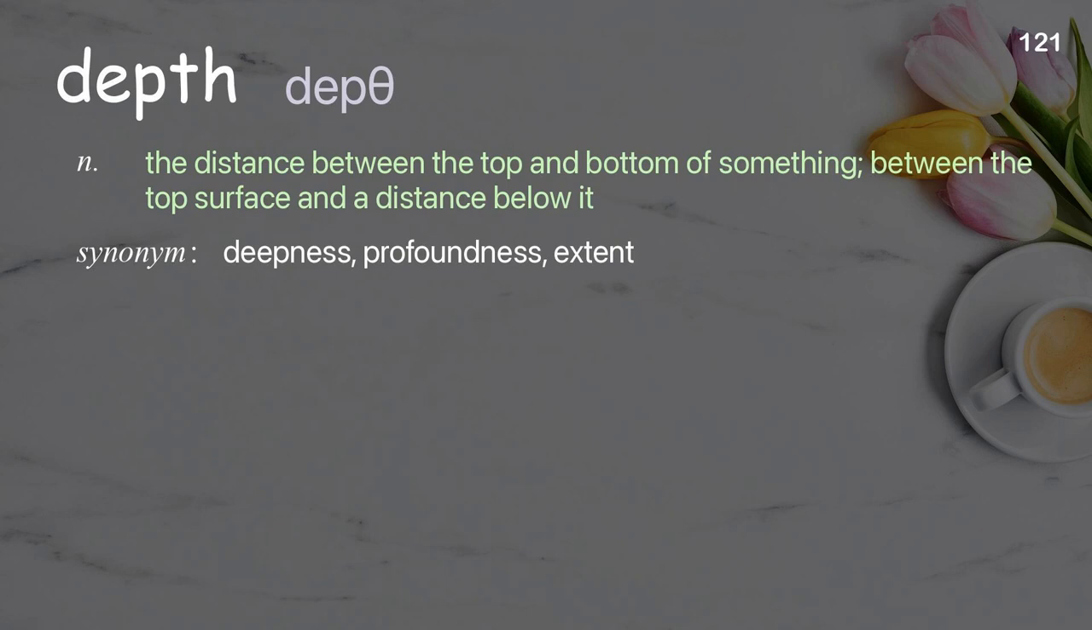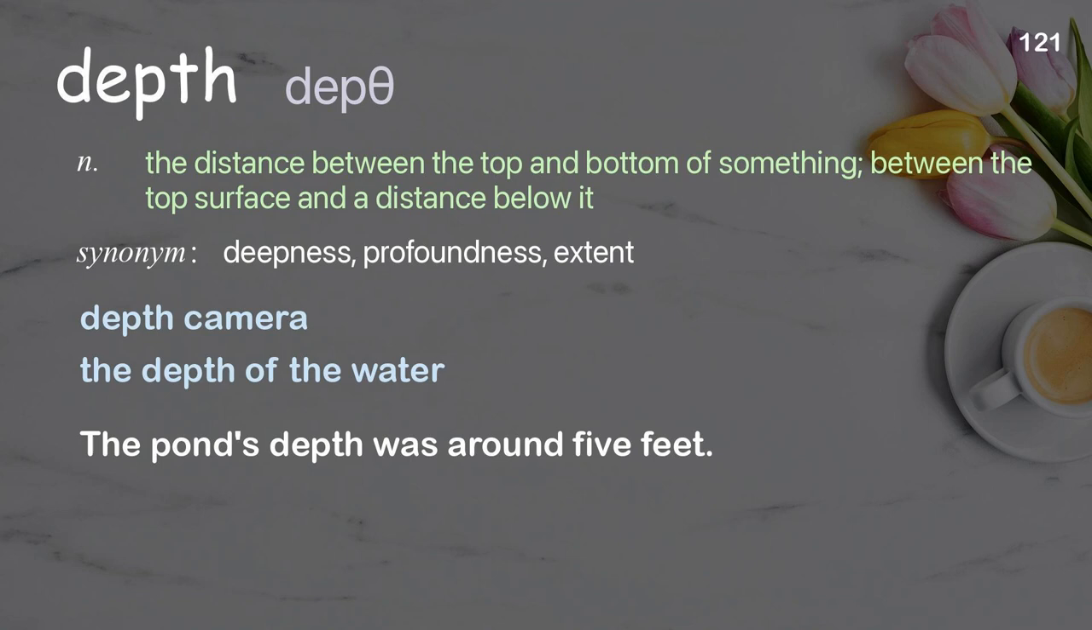Depth: the distance between the top and bottom of something, between the top surface and a distance below it. Examples: depth camera, the depth of the water. The pond's depth was around 5 feet.